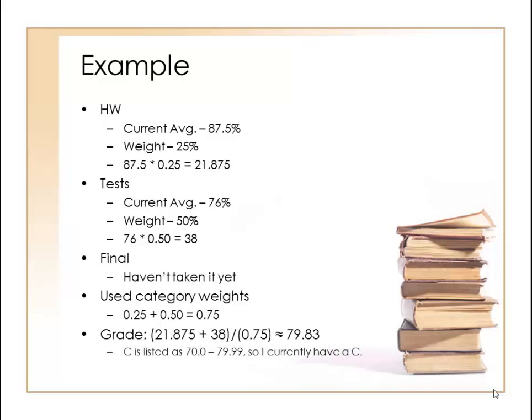When I look at the grade book, a C is listed as 70.0 to 79.99. So I currently have a C. However, I also note I'm really close to a B, so I may choose to work a little bit harder, see if there's any extra credit, to try and raise that grade just that little bit more to get to a B.